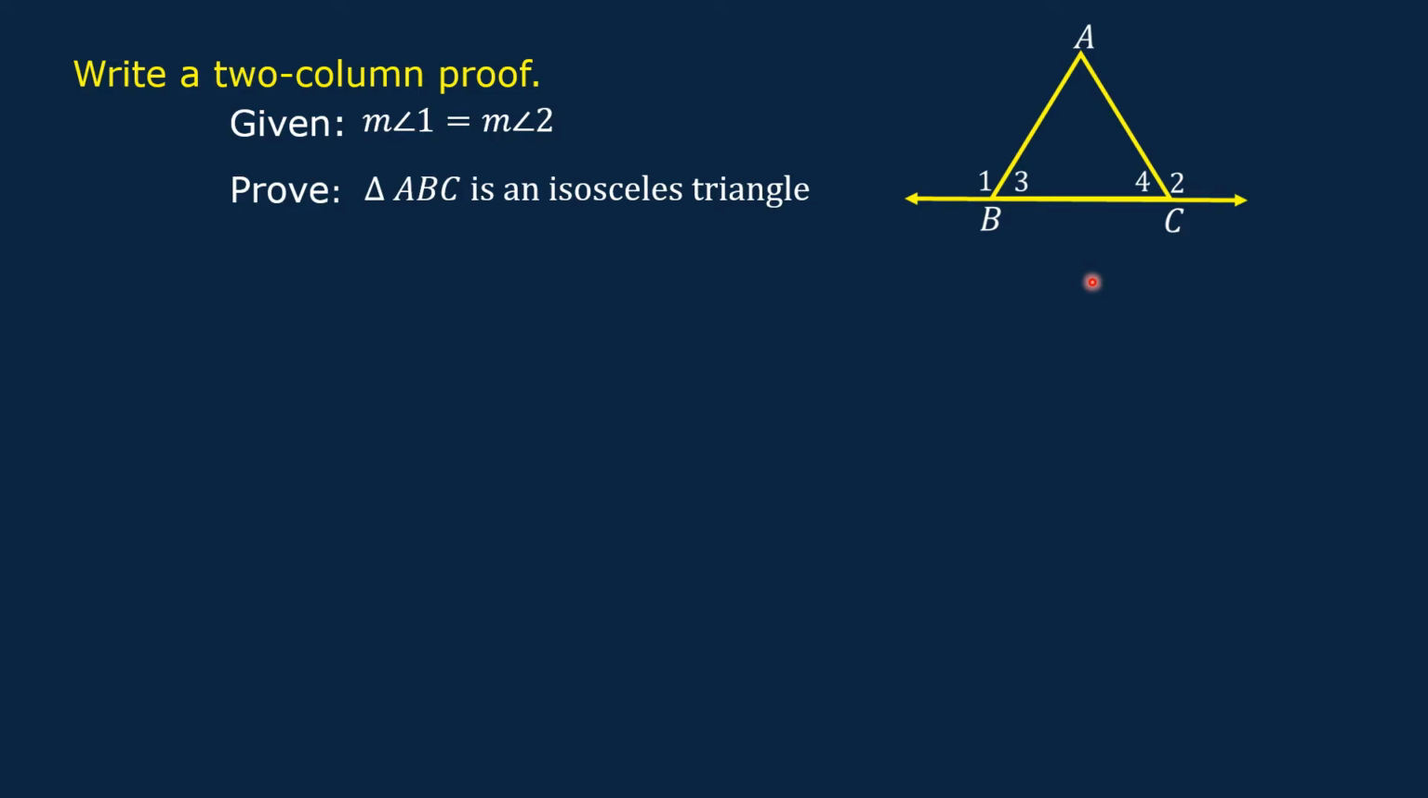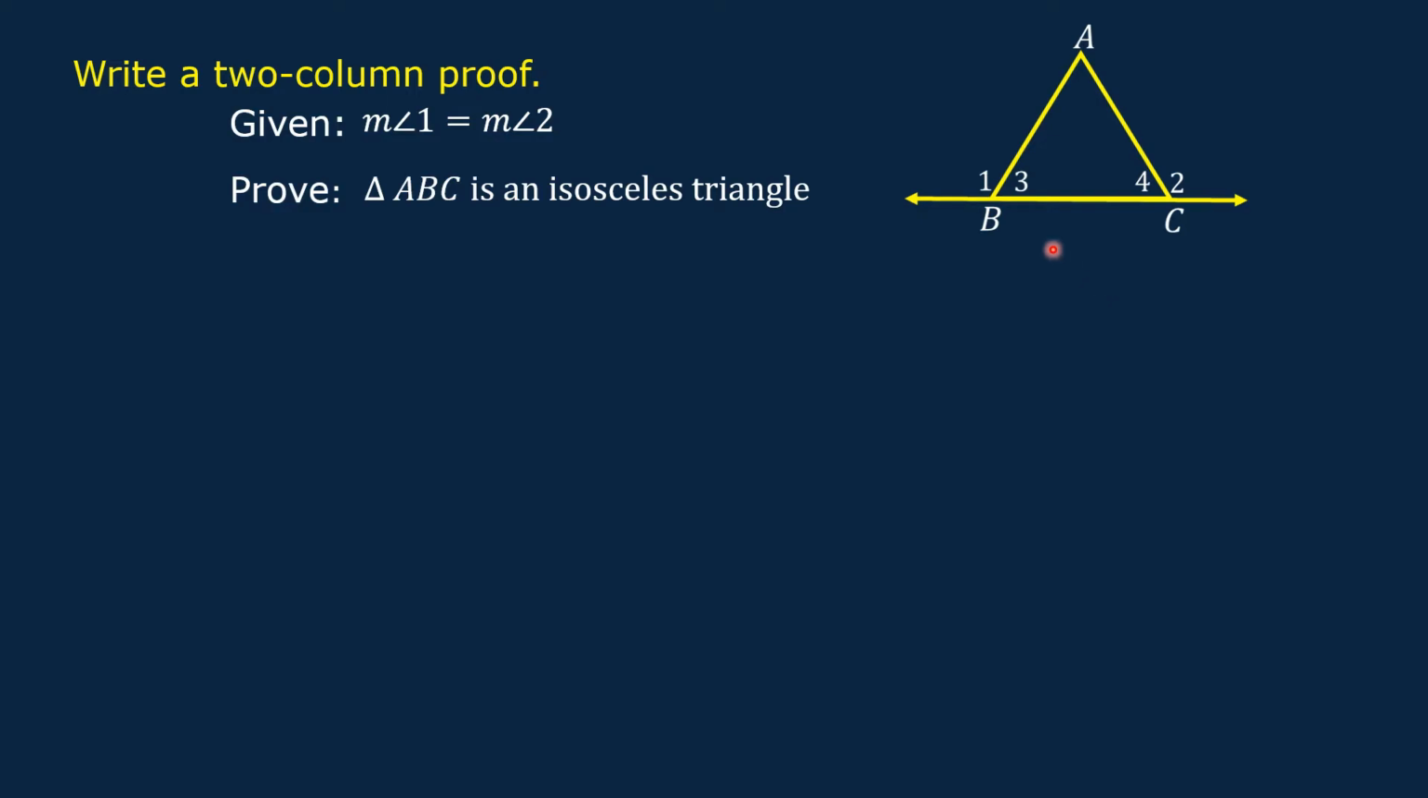We can see in the figure that angle 3 and angle 1 form a linear pair. Angle 4 and angle 2 also form a linear pair. We know that two angles that form a linear pair are supplementary. So we can then say that angle 3 and angle 1 are supplementary, and angle 4 and angle 2 are also supplementary. We also know that the sum of supplementary angles is equal to 180 degrees.